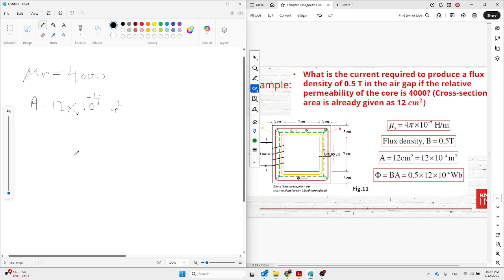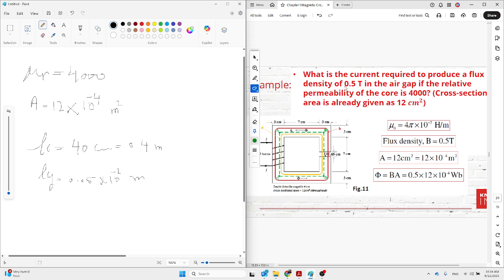Can you calculate the reluctance? We know the L for the core, which is 39 point something, assume it's 40 centimeter, so 0.4 meter. And the L for the gap is given as 0.05 times 10 minus 2 meter, correct? Okay.